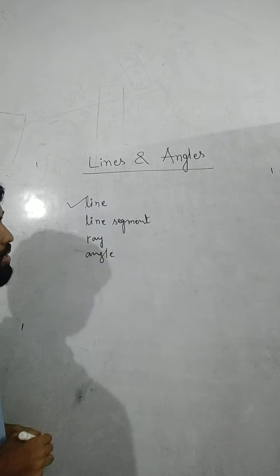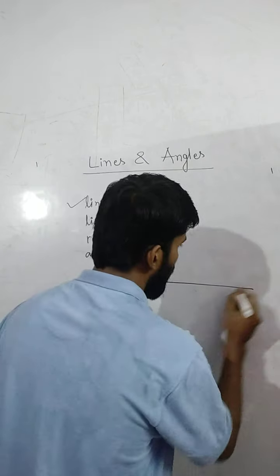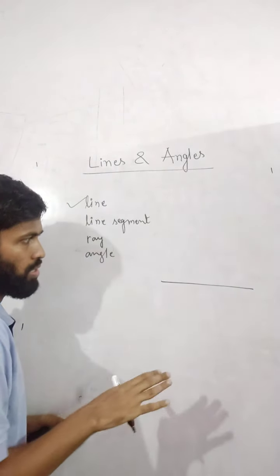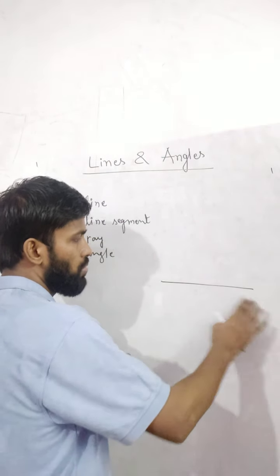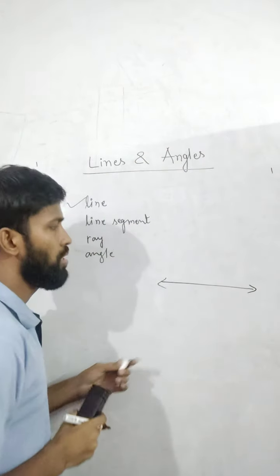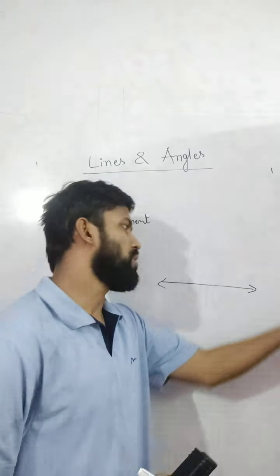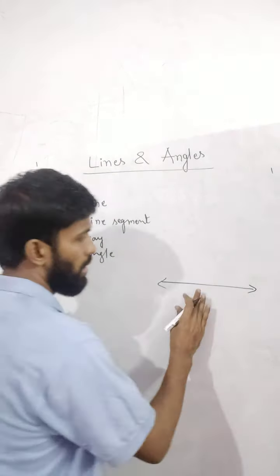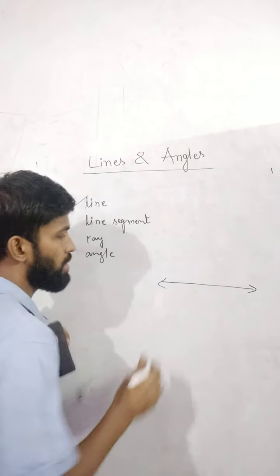When we talk about a line, in terms of endpoints, a line has no endpoint. In other words, we can say that a line can be extended in both directions forever. Okay, and this arrow represents that it can be extended forever. It goes on forever in this direction and in this direction as well. So a line has no endpoints. This is the exact representation.